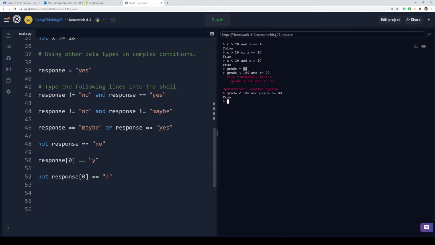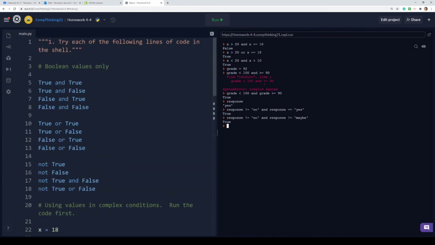We can use other data types. Like in this response, we get yes. Is response not equal to no? And response equal to yes? Yeah, it is. Is response not equal to no? And response is not equal to maybe. That's also true. So there's another example.